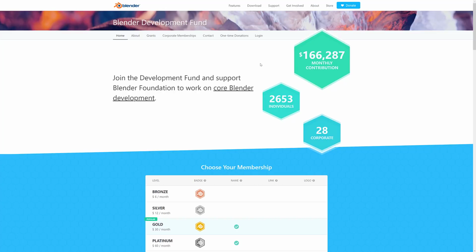So what we're going back to is the Blender Development Fund. This is how Blender pays for its full-time development and other, you know, things, maybe potentially demonstrating at shows, that kind of stuff. And you can see here, they've got $166,287 in monthly contributions. That's coming from 2,653 individual donors and 28 corporate donors.